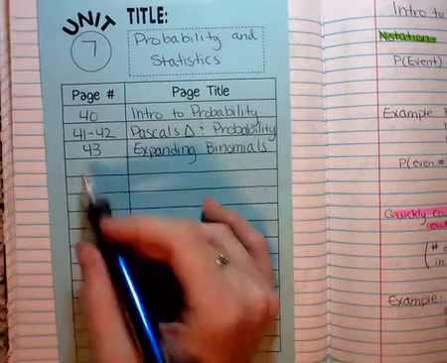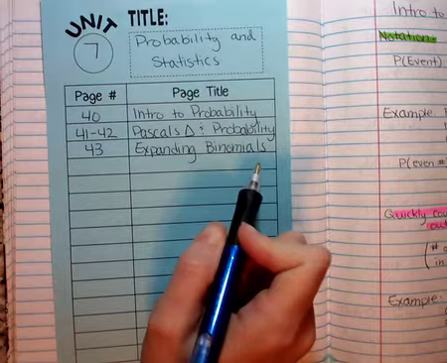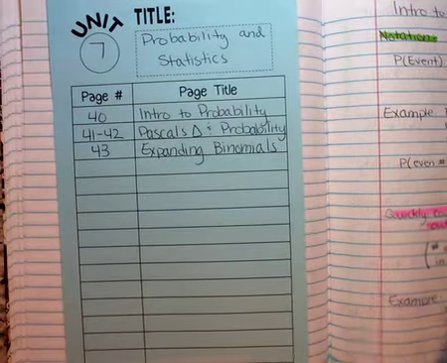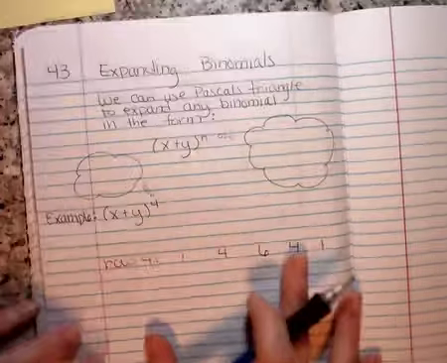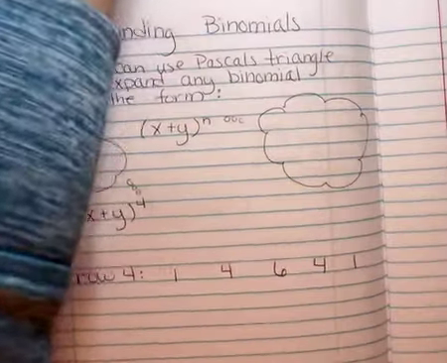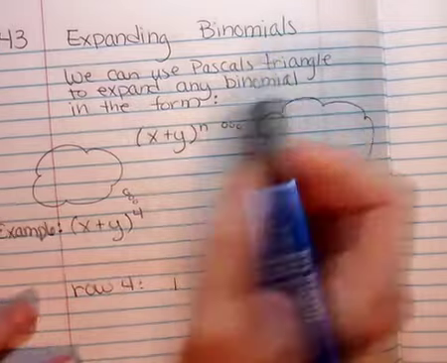Alright, this set of notes is going to be on page 43, and the title will be Expanding Binomials. So turn to page 43 and make sure that you add your title, Expanding Binomials.